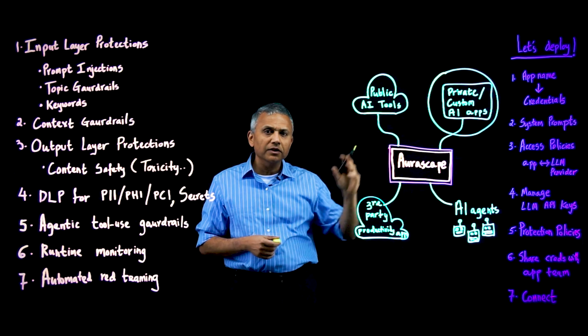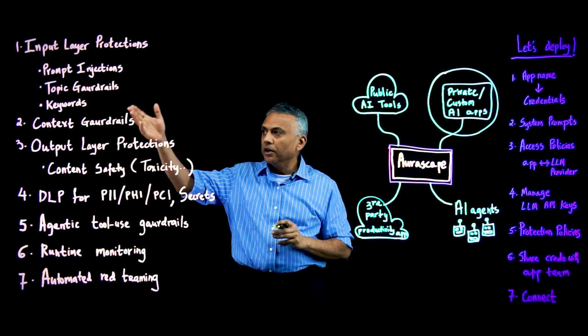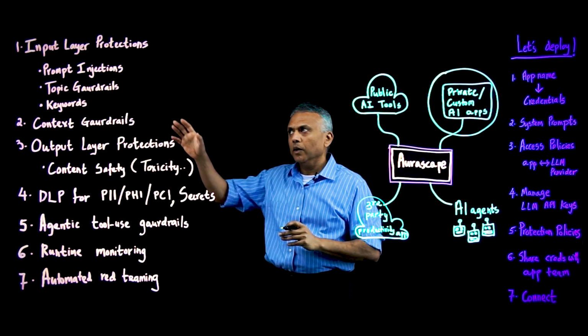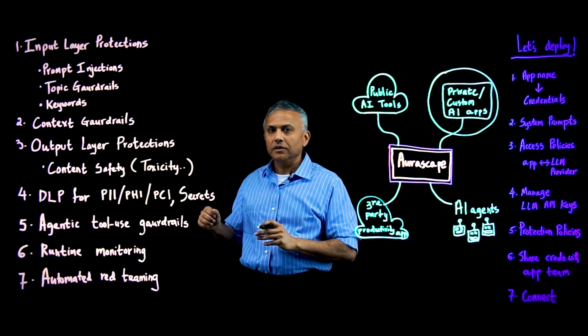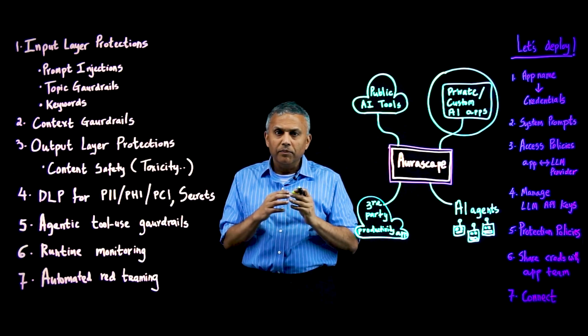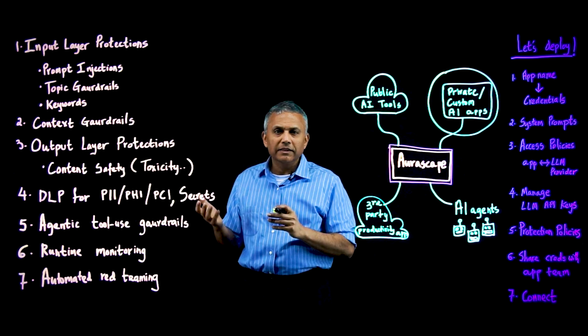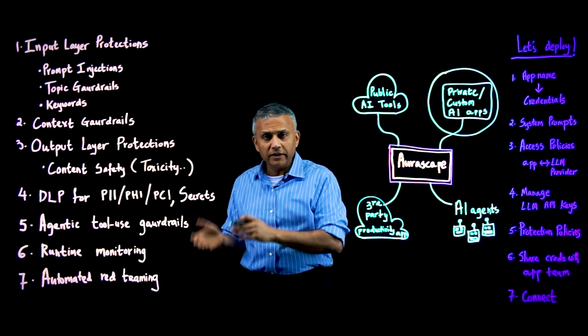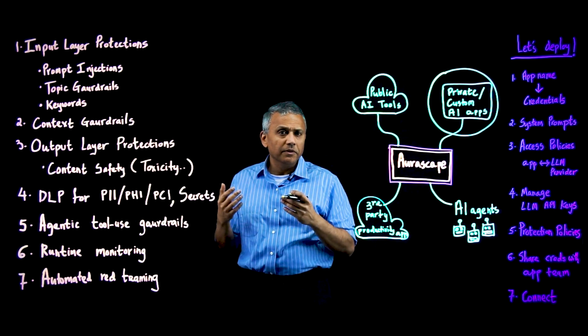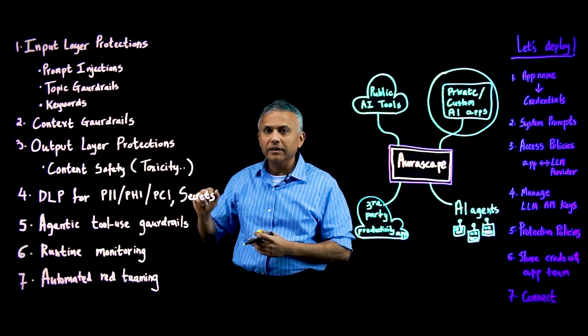And the specific concerns that you might have when you build such apps are listed here on this side, starting with input layer protections. So these consist of prompt injections, where a prompt could make the LLM misbehave. These could be examples of making the LLM forget its system prompts. Someone might be trying to jailbreak the LLM and so on. So how do you protect and prevent that?